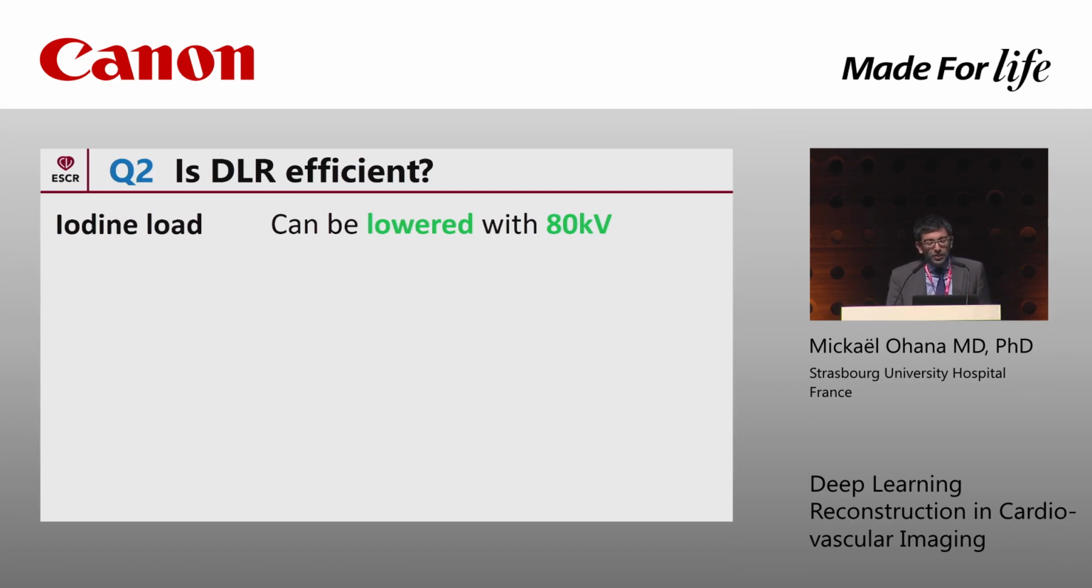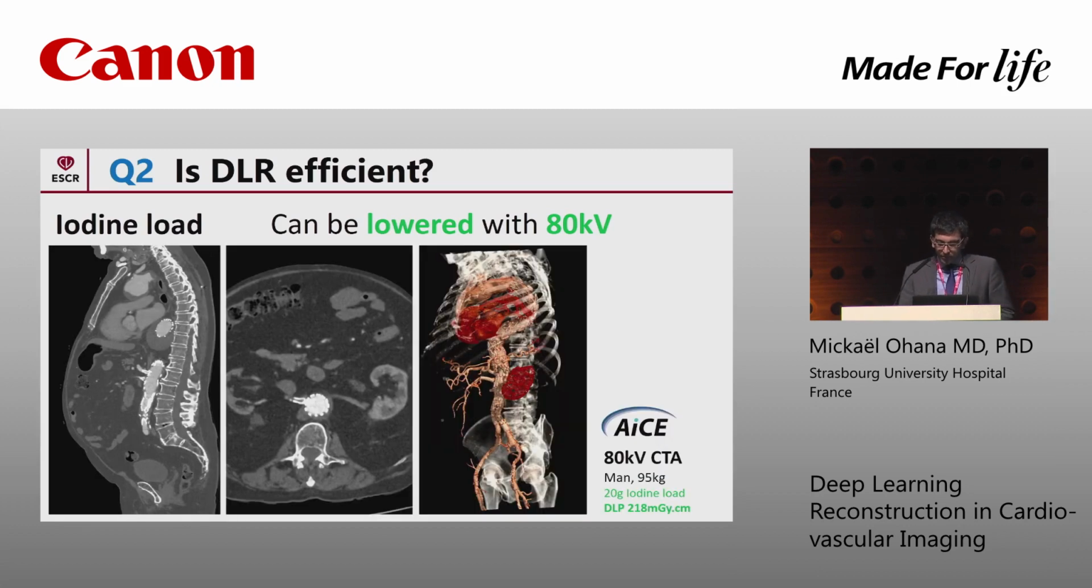Yes, we can, because with this type of algorithm, it is possible to do imaging, so CTA, at 80 kV, which was a bit more difficult before. So here is an example. This is a patient, 95 kilograms, so not a thin patient, with impaired renal function, and we had to follow up a fenestrated EVAR. So we did the acquisition with 80 kV, so we were able to lower the total iodine load, and of course lower also the radiation dose.